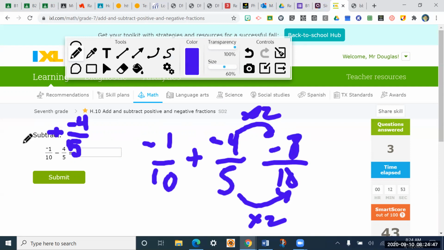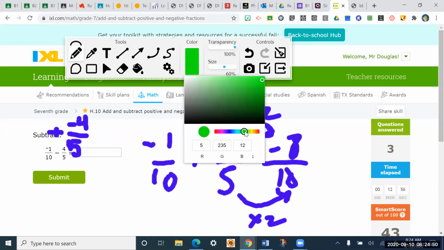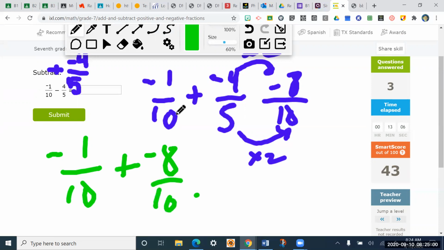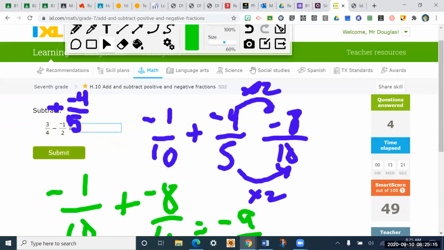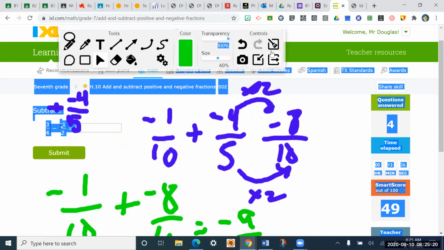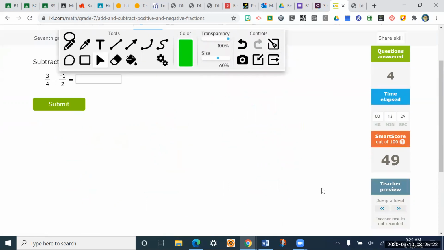Okay, so just to see that a little more clearly, we have negative 1/10 plus negative 8/10. So how many total tenths do I have? Negative 9/10. All right, and we're going to skip a level after this. Negative 9/10. Great job. Clear. Okay. So now we're up to halfway done.